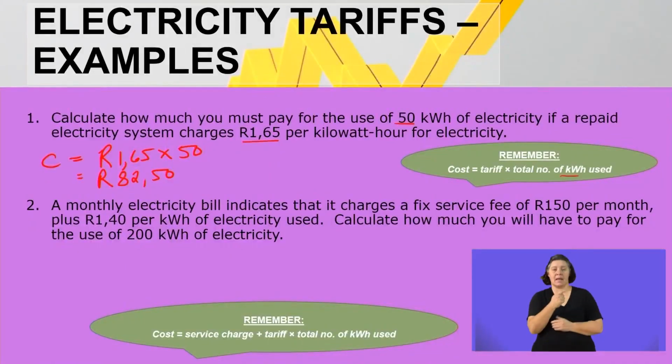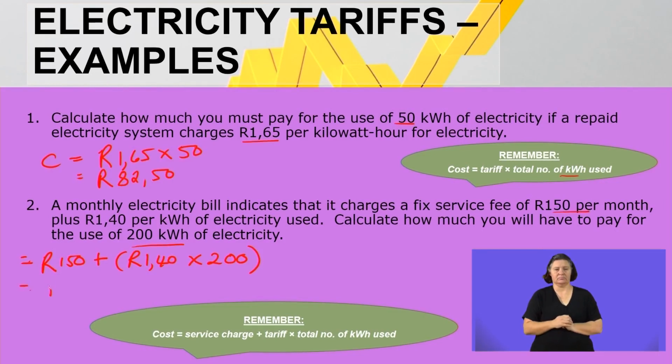Guys, I hope that is clear. I took the cost per kilowatt hour and I multiplied by the amount of units that I've used. Let's look at the second question. It says a monthly electricity bill indicates a fixed charge fee of 150 per month plus 140 per kilowatt hour of electricity used. Calculate how much you will have to pay for the use of 200 kilowatt hours of electricity. Okay, so looking at this, remember here's a fixed monthly fee. The fixed monthly fee is 150 rand plus 140 cents per kilowatt hour. So I will multiply that by the 200.